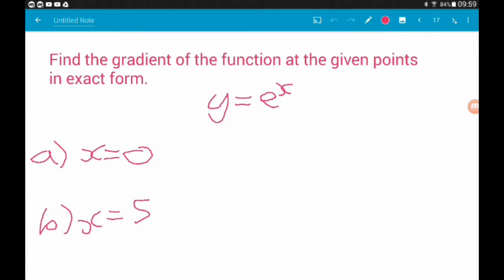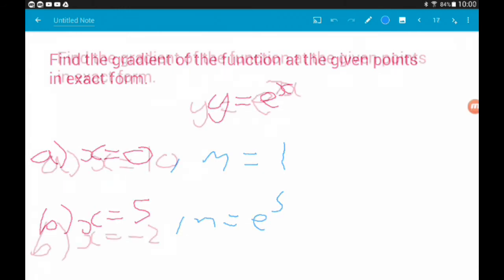So for our first function we've got y equals e to the power x, and for part A we want the gradient at x equals 0. So we'll call it m. So m is just going to be e to the power of 0, which is 1. And then for b, we want the gradient at the point where x equals 5. Well, there, m is just e to the power 5.